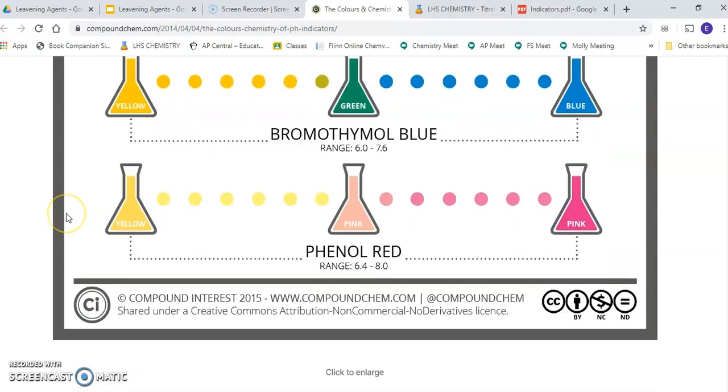Okay? And then my last one is phenol red. Phenol red has a transition zone from 6.4 to about 8.0. So what that means is that if I have a yellow color, it indicates something that's got a pH of 6.4 or lower, and then it transitions to a reddish, dark pink color, and in here you get a light pinky orangey color happening.